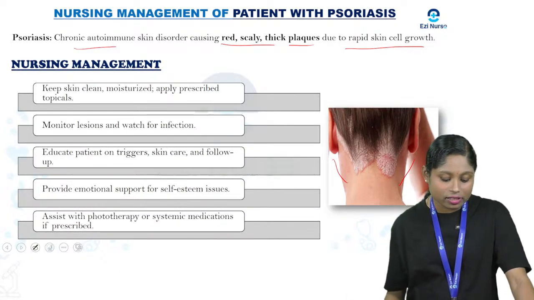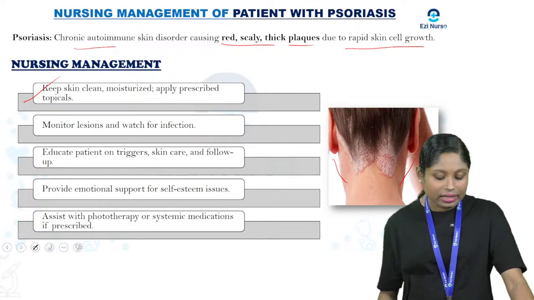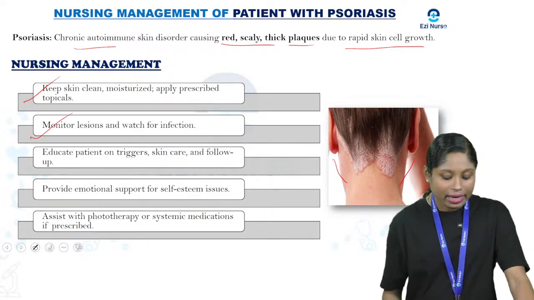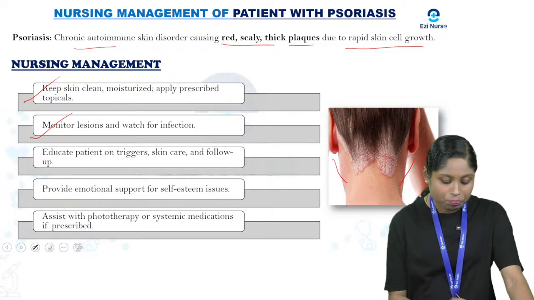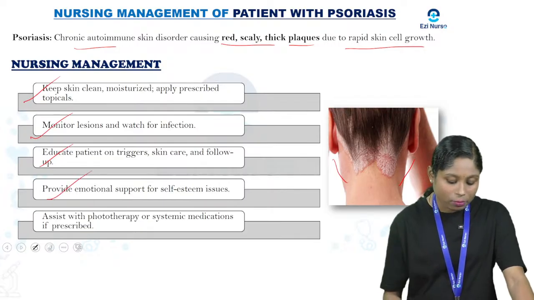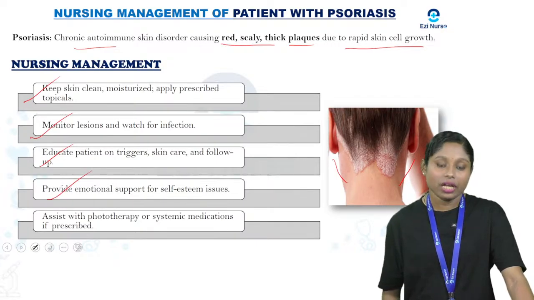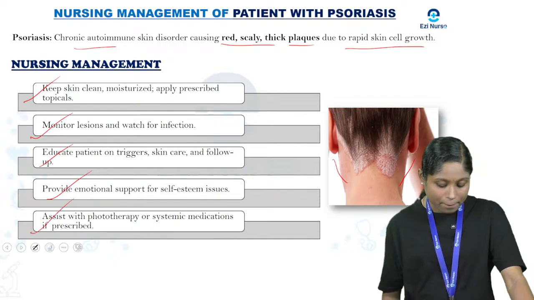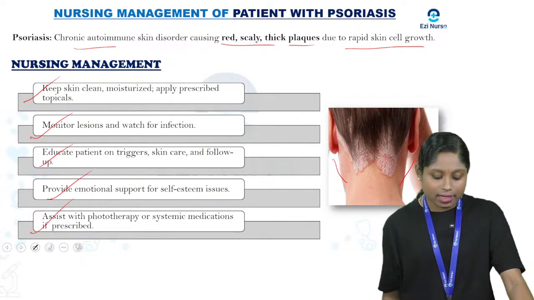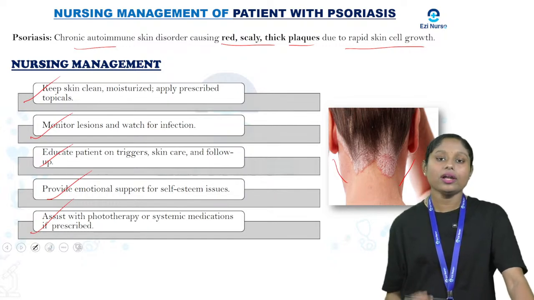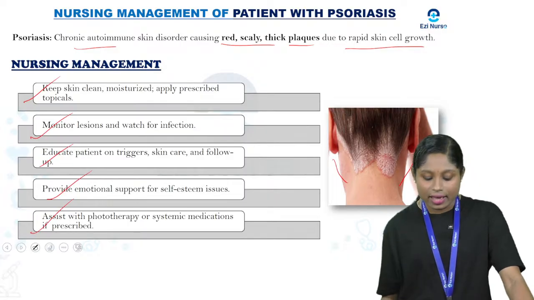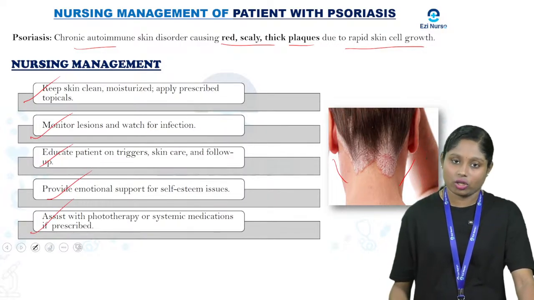So what will be the nursing management? Keep skin clean and moisturized, apply prescribed topicals, monitor lesions and watch for infection, educate the patient on triggers, skincare and follow-up, provide emotional support for self-esteem issues, assist with phototherapy or systemic medication if prescribed. So this is a serious skin disorder. It is chronic and autoimmune and causes red, scaly and thick plaques due to rapid skin growth.